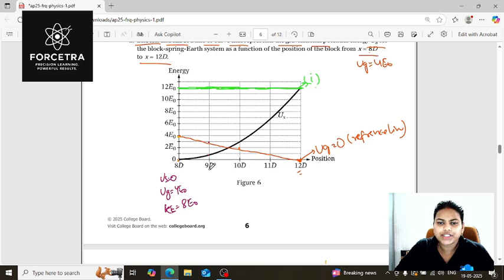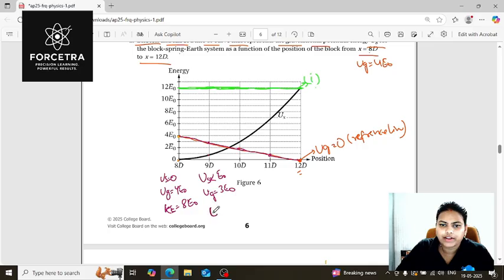And at position x equals 9d, US is not at 1 E naught, it is just less than 1 E naught. And because this line is a straight line and it would pass through this point, it would be a straight line when you draw it with the scale, so it would be passing through these points. So the UG in this case would be equal to 3 times E naught.